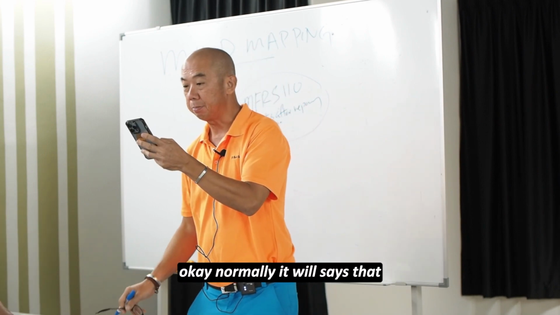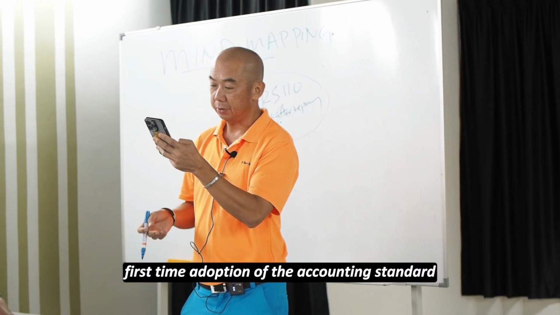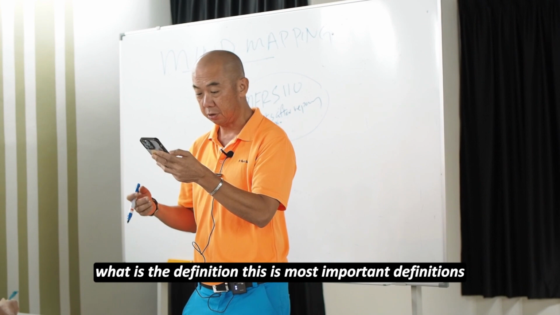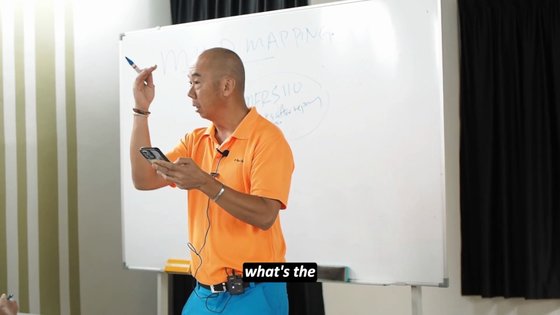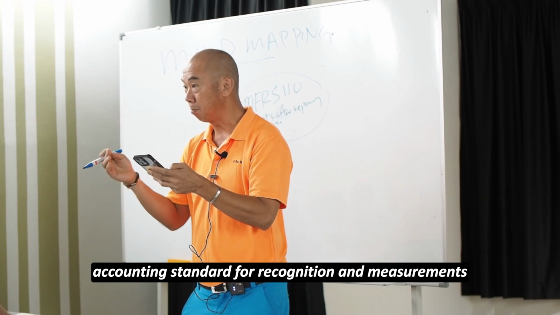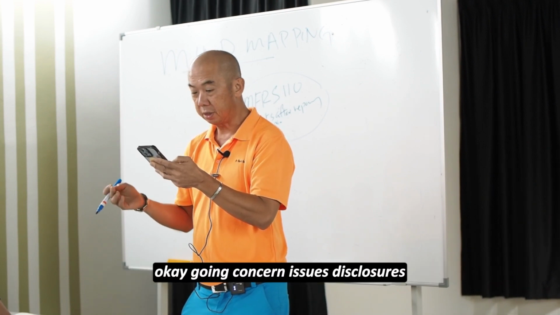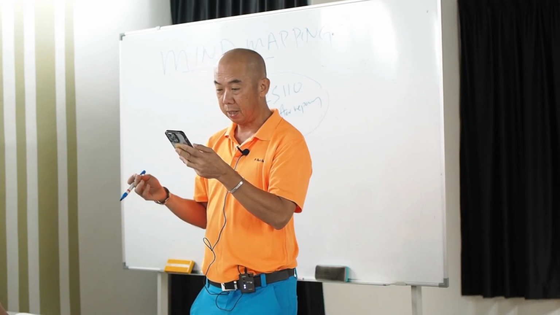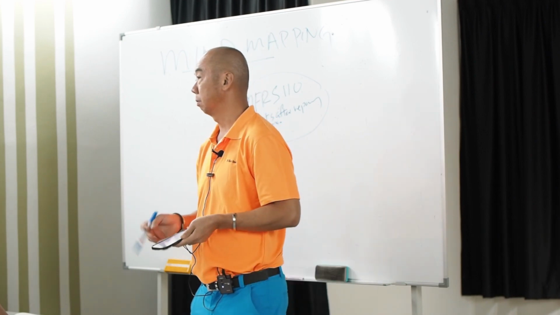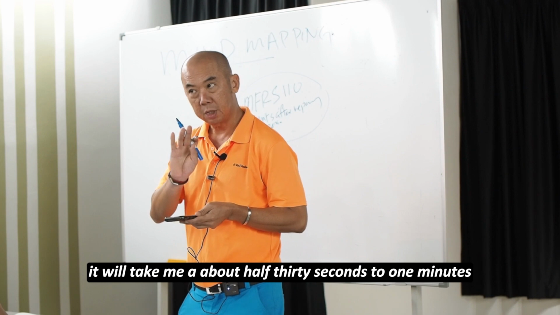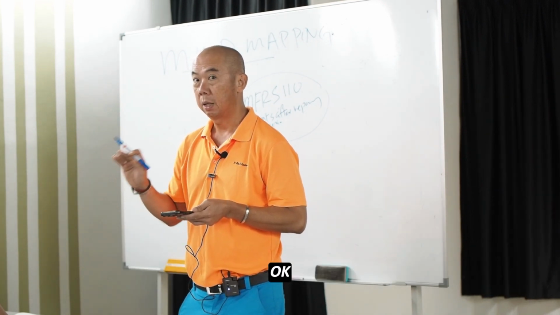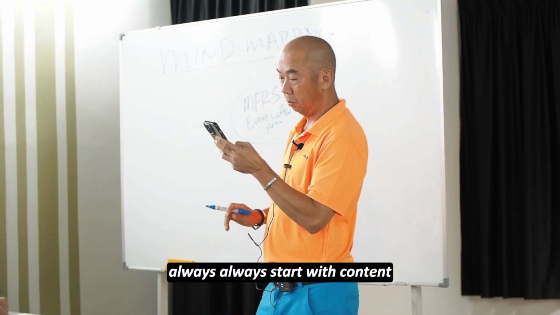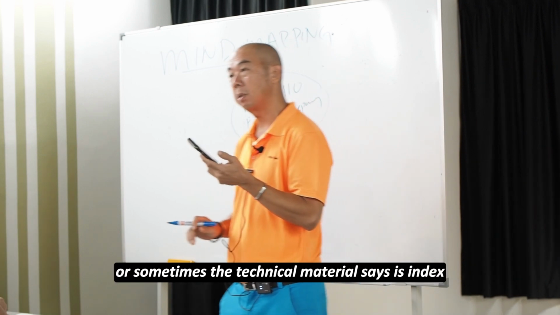Normally it will cover the first-time adoption of the accounting standard, what's the objective, what's the scope, what's the definition. This is the most important, the definitions. Then the accounting standard for recognition and measurement, going concern issues, disclosures, effective date, and so on. It runs about 32 pages. It takes me about 30 seconds to 1 minute. After you read through, then you go to the content, word by word. Always start with the content, or sometimes the technical material has an index.